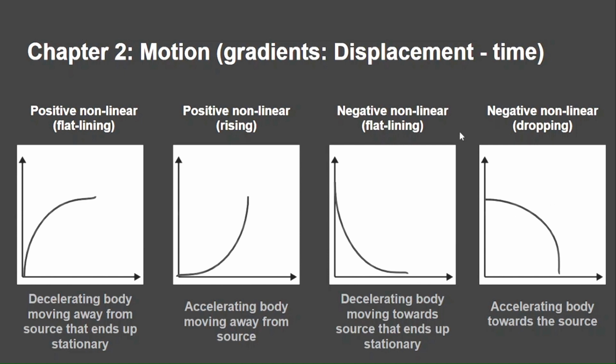So this could be an example of where you're returning from the shop and you just want to get back home. So you're accelerating back towards your house. So that is how I would describe these scenarios for a displacement time graph using the different gradients.